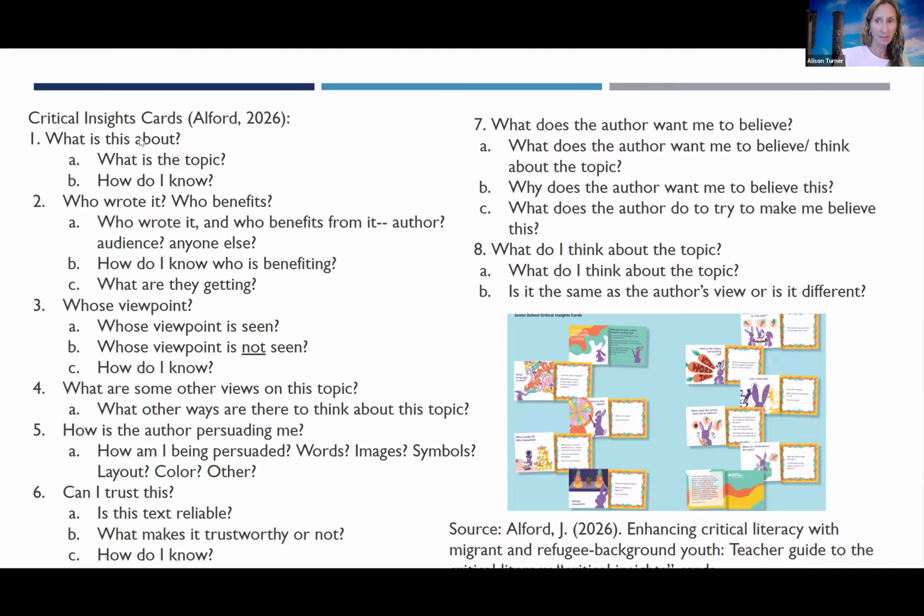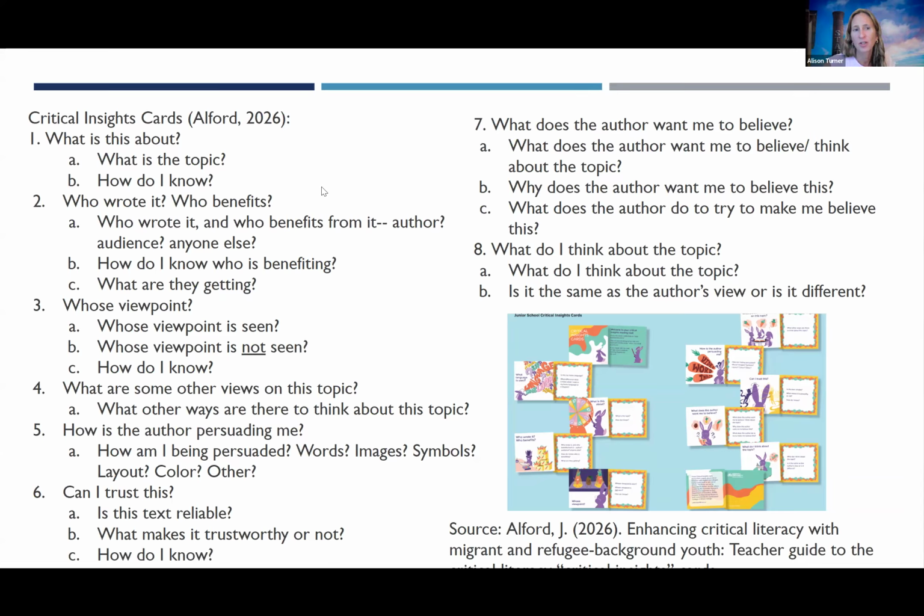what is this text about? Right? What's the topic? How do I know? Maybe adding to that, what do I already know about this topic? Who wrote it? Who benefits from the publication? Right? Does the author benefit from it? Does the audience benefit from it? Is there somebody else who benefits from it? How do I know that? What are they getting? So this is just something for you to explore and think about.